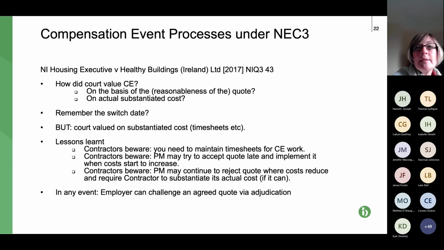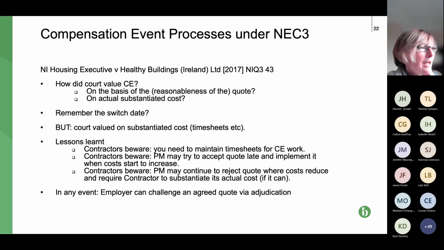So how we do things in JCT, we've got timesheets to show who worked on this CE, how long they worked on it, what day they worked on it, what their charges are. We've got invoices for the supply of plant and machinery, how long it was on site working on this compensation event. We've got invoices for materials. So that was what the court said it wanted to see, which really flies in the face of NEC, because NEC is not about that at all. It's about providing a quote, which will substantially be for a forecast cost.